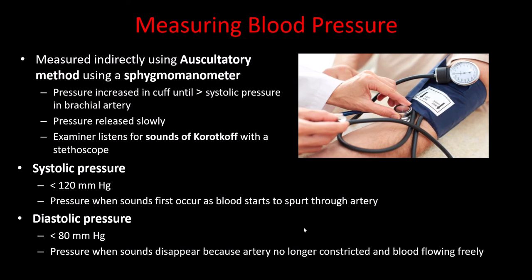Typically, systolic pressure is about 120, diastolic pressure is about 80, so 120 over 80 is considered a quote-unquote normal blood pressure. The systolic pressure is what you record when you first start to hear the sounds of Korotkoff as blood begins to flow through the artery again after you compressed it. And then the diastolic pressure is when those sounds disappear, because it means the artery is no longer constricted and the blood is flowing freely.